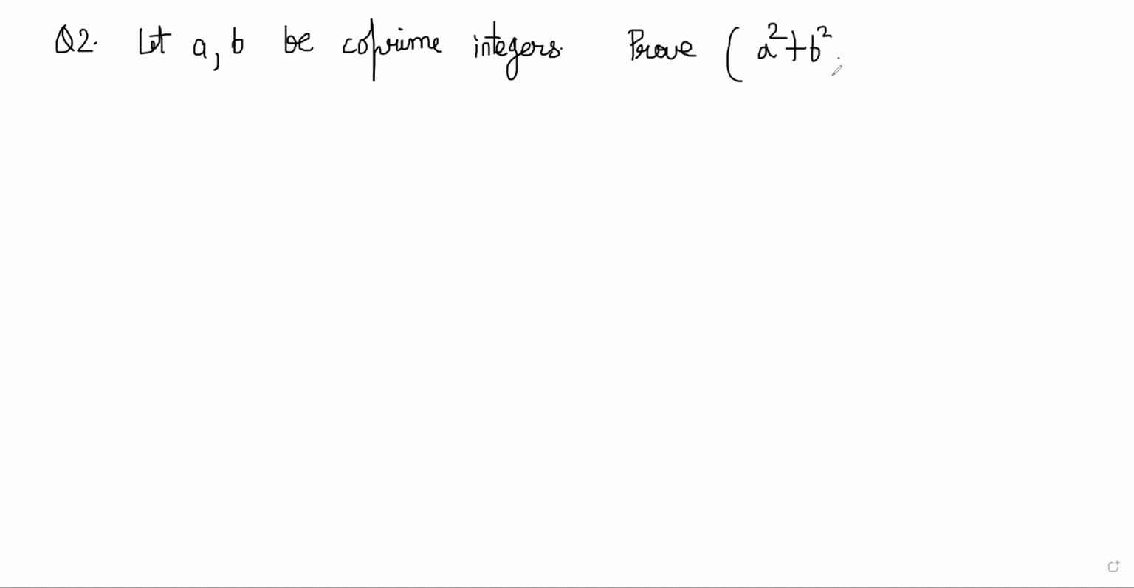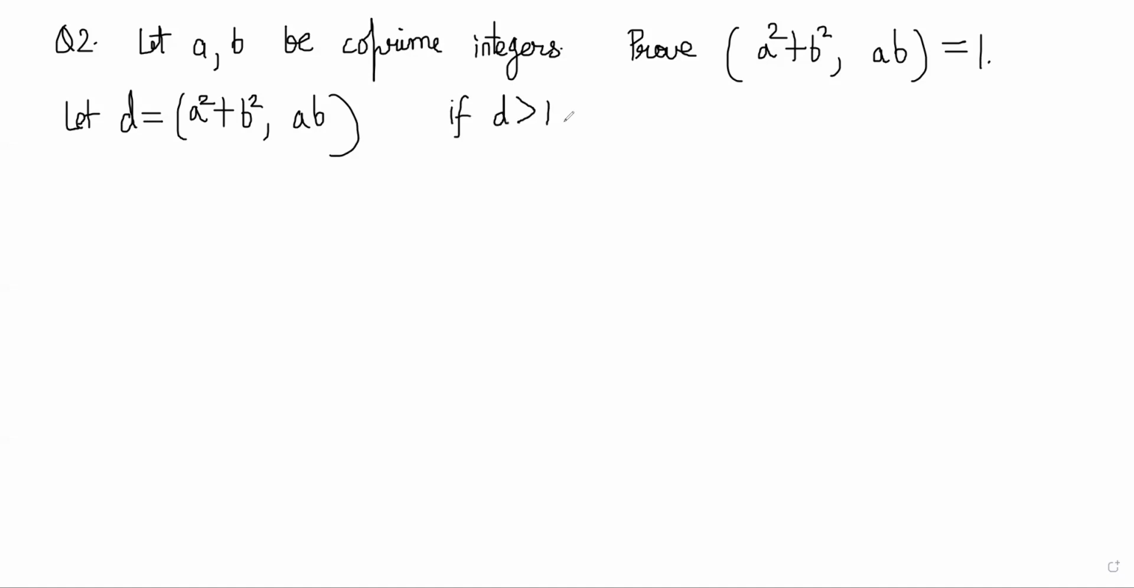Okay. Now, the next question is this one. Let a and b be co-prime integers. Prove that the GCD of a square plus b square with ab is equal to 1. So the way we'll prove it is again by contradiction. We'll say let D be the GCD of a square plus b square and ab.